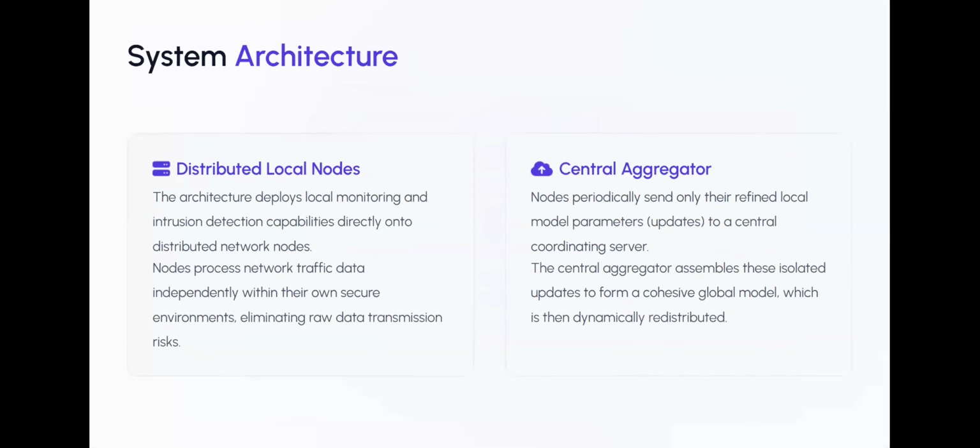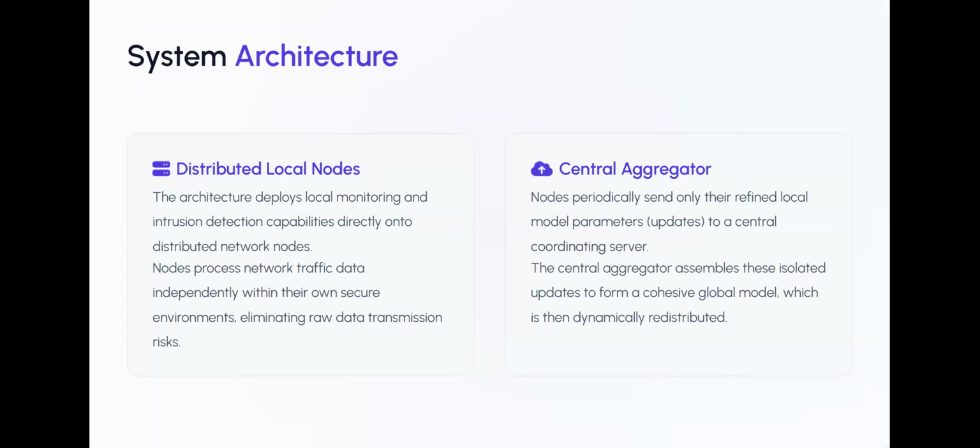So there are two components: distributed local nodes and the central aggregator. The architecture consists of multiple distributed local nodes and the central aggregation server. Each local node independently monitors the network traffic and trains its local intrusion detection model. After local training, only the updated model parameters are transmitted to the central server.